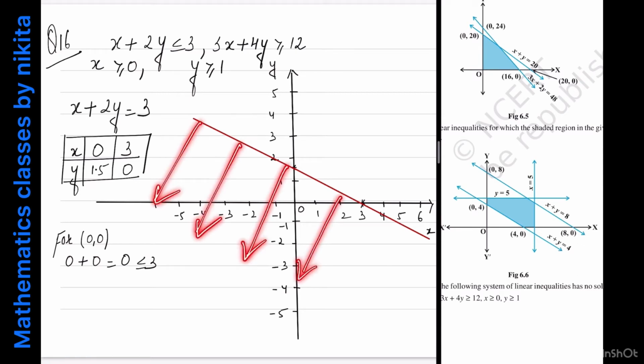Okay, so this inequality represents the lower half plane. This is the lower half plane. So first I am just putting an arrow so that it is clear that this inequality is this side towards origin. Now let's take the other line.